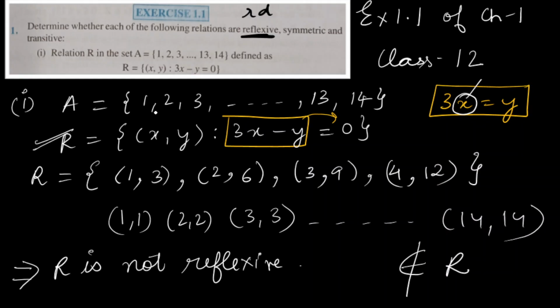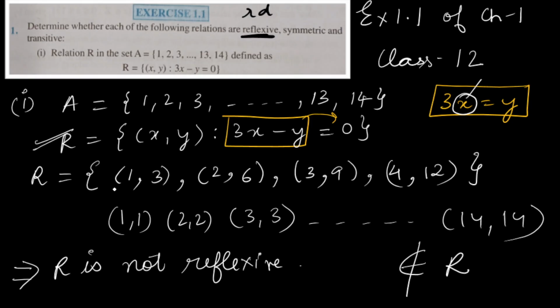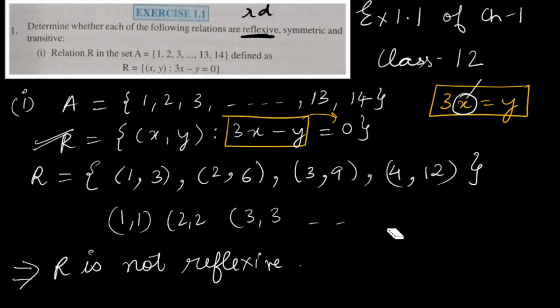Then now we have to check for symmetric. Yes, so I have to check for symmetric. So R I can write. Okay, so let's do it here itself. So first one is not reflexive.